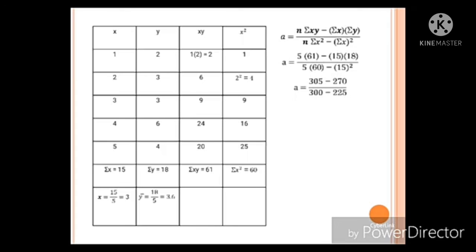First, multiply 5 by 61, the answer is 305. Then 15 times 18, the answer is 270. Then multiply 5 by 60, the answer is 300. Then 15 multiplied by itself, we get 225.